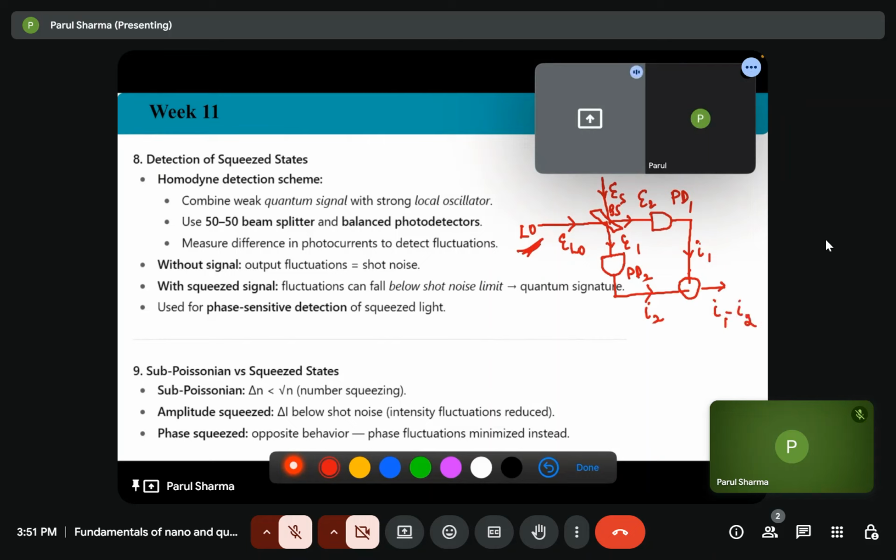So the shot noise will reflect in the photocurrent. Without signal, there will be output fluctuations that will give you the shot noise. With squeezed signals, fluctuations will fall down below the shot noise, and it will show the quantum signature. And we can use it for the phase sensitive detection of squeezed light.